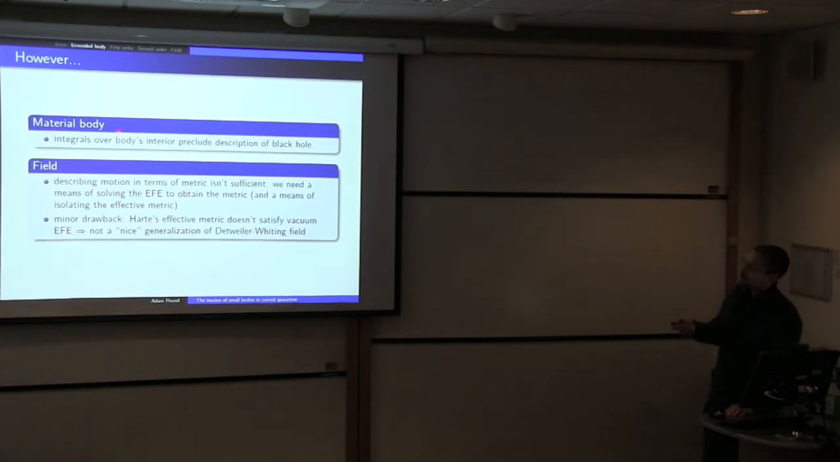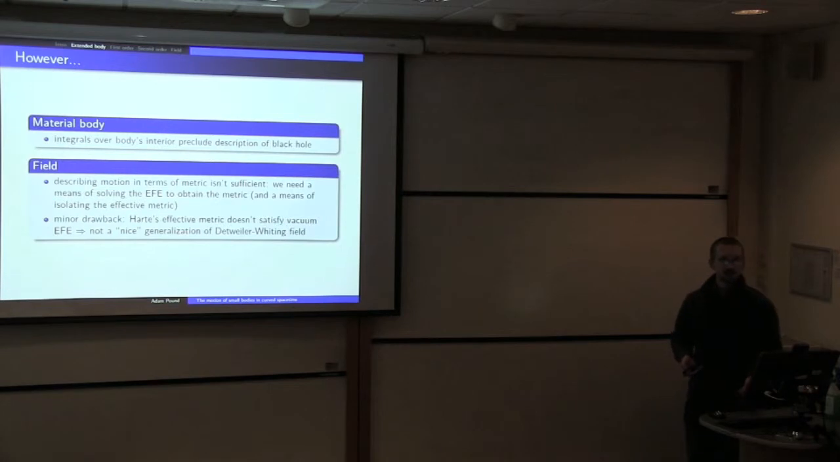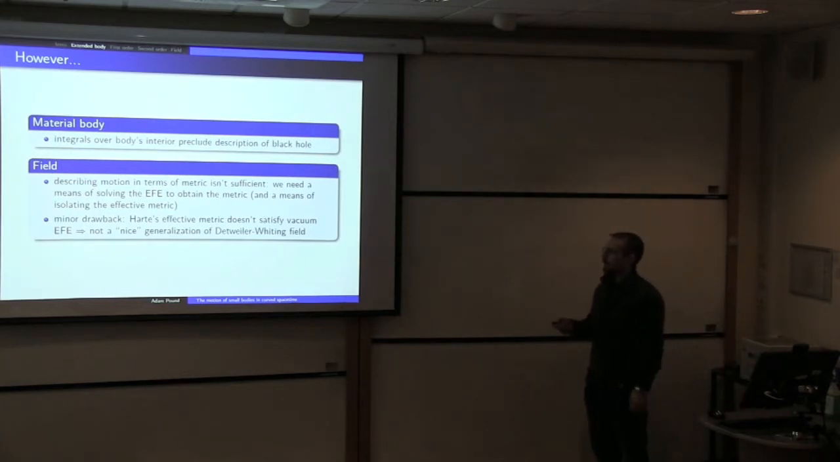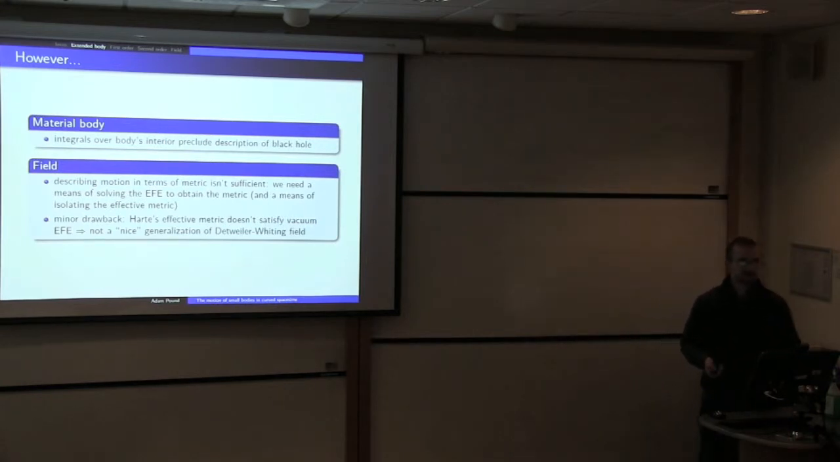So it's restricted to material bodies because it's all based on integrals over the body's interior, so it doesn't apply to the motion of a black hole, and we are most often actually interested in the motion of a black hole. Also, the basic idea of the method is that it gives you the equation of motion in terms of a metric, but it doesn't give you any way to calculate that metric. You would still need to solve the nonlinear Einstein equations, which doesn't really help you because that's the hard part. So we need a means of actually solving the Einstein equations, not just having the equation of motion in terms of the metric.